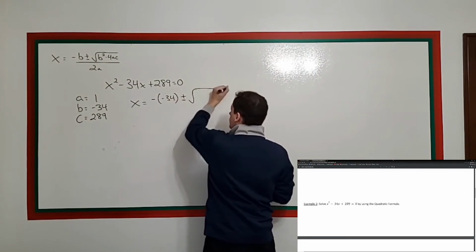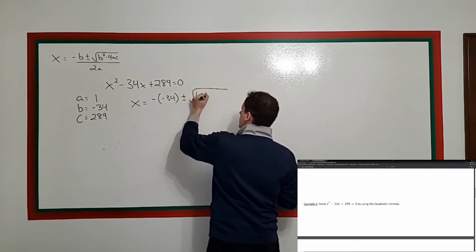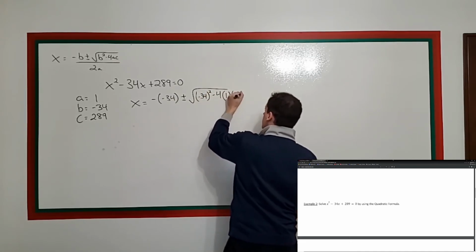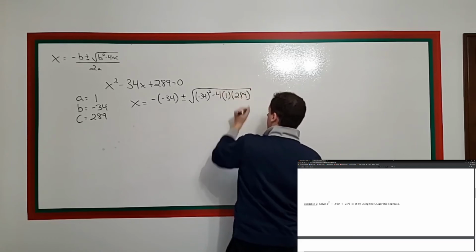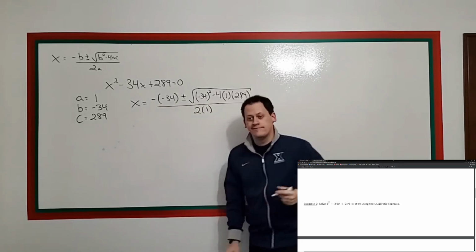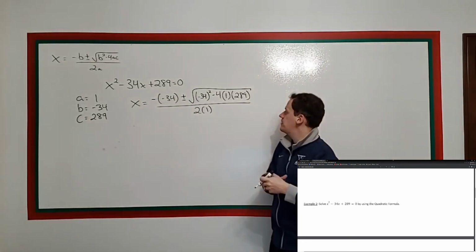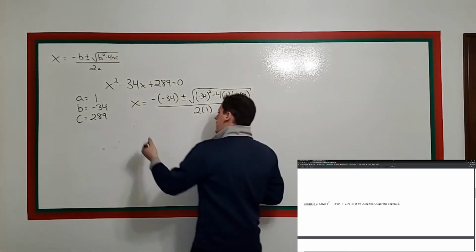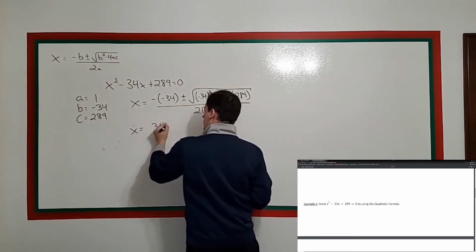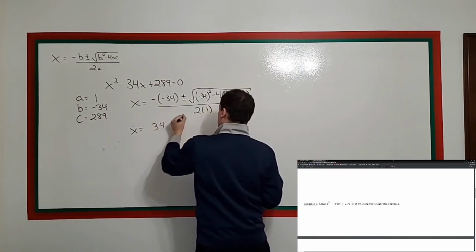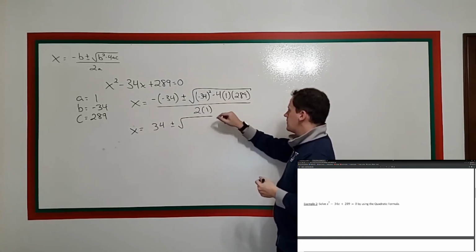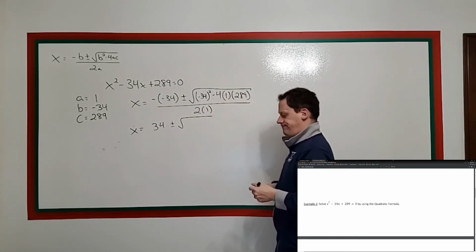Plus or minus square root of b squared minus 4ac, all over 2 times a. A is just 1 here, so that should be a lot easier to work with. Okay, so from here, we've got positive 34 plus or minus the square root of 34 squared minus 4 times 289.